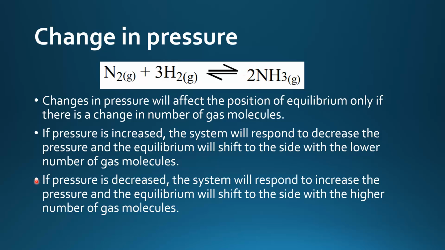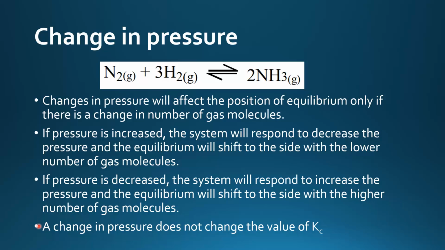The next point, if pressure is decreased, the system will respond to increase the pressure, and the equilibrium will shift to the side with a higher number of gas molecules. So if we look at this reaction again, if the pressure is decreased, the equilibrium will shift to the side with a higher number of gas molecules, which is the left side. So the equilibrium will shift to the left, and by doing this, it can increase the pressure in the system. And the final point, a change in pressure does not change the value of Kc.